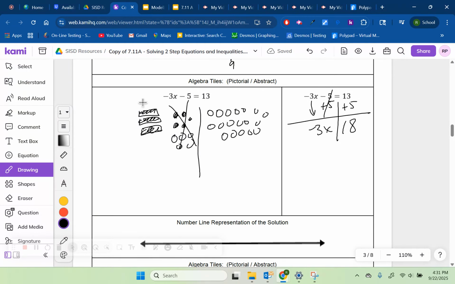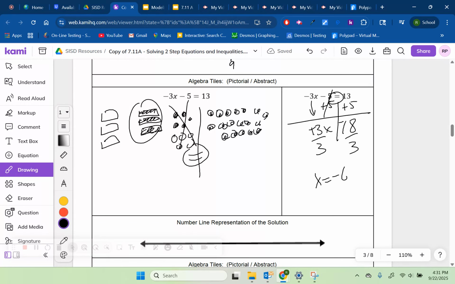And then here I'm going to say, you know what? I don't want this. So let's make these what? Positive. And then all these guys become what? Negative. And there's your moves. These are all becoming negative. And then that becomes positive. That becomes negative. The equal sign flips as well. We flipped it. It stays equal. Divide by 3, and x equals negative 6.